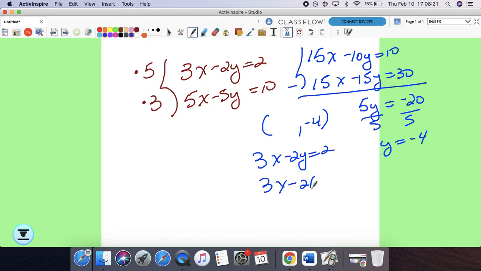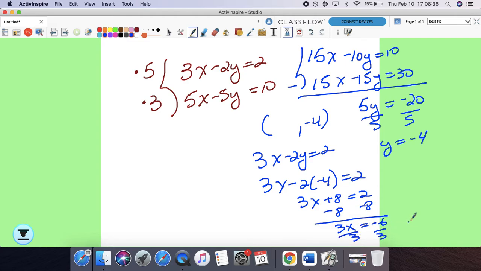3x minus 2 times negative 4 equals 2. 3x plus 8 equals 2. Minus 8 on both sides. And we get 3x equals negative 6, divide by 3 on both sides, and x equals negative 2. So there's the point of intersection. Check. Hopefully some of you are actually doing the check.